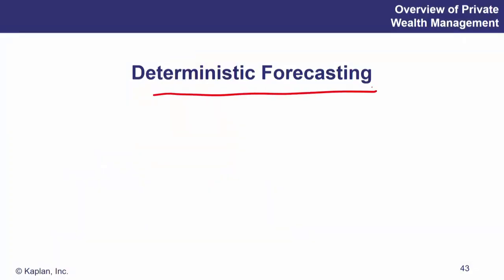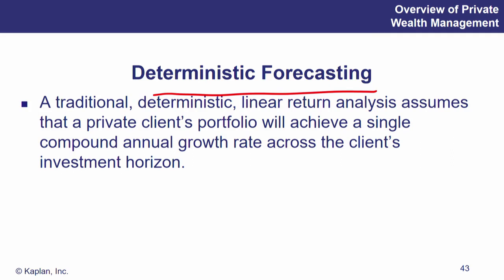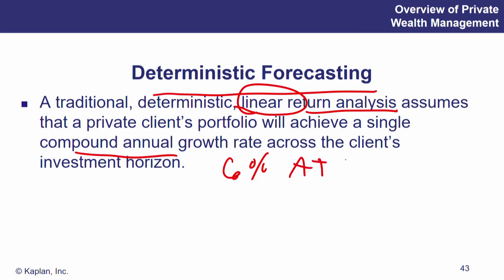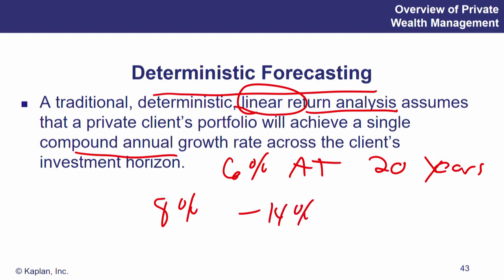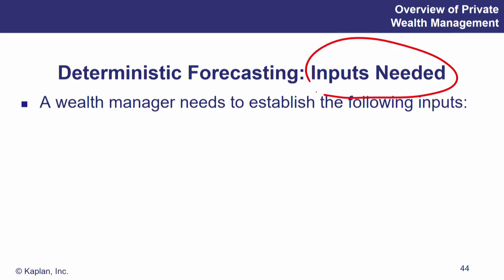So deterministic forecasting, this is what a lot of people use. What's the key here? It's a linear return analysis. Hey, you're going to earn the single compound growth rate, 6% a year after tax over the next 20 years. Is that realistic? No. Some years maybe you earn 8%, and then you earn minus 14%, etc. But at the end of the day, you average this 6%. So that's deterministic forecasting.